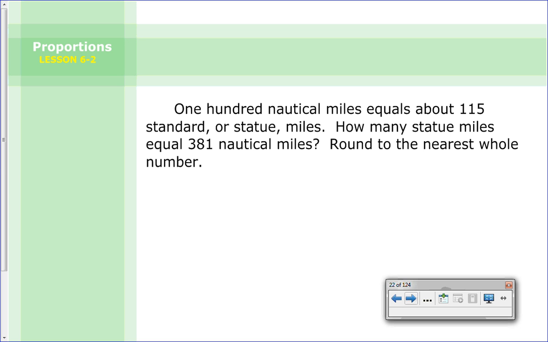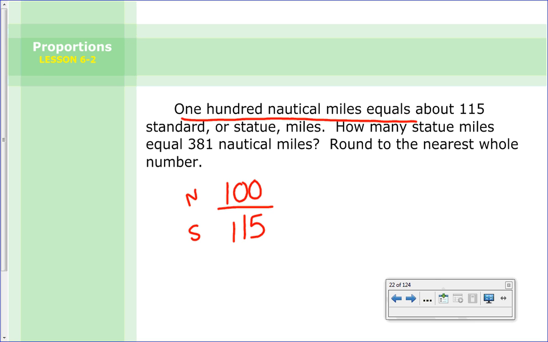All right, let's check this answer. So the proportion they give me here, or the first rate, is 100 nautical miles equals about 115 standard miles. And here I just use N for nautical and S for standard. That way I keep nautical on top, standard on bottom. Now, how many statute or standard miles, so I know it's going to be S for that one, equal 381 nautical miles. There we go. I have it set up.